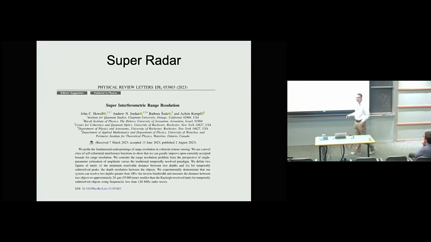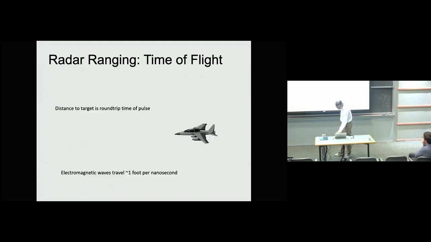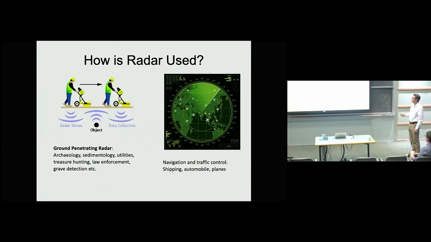Okay, so that was a very fast thing, and I understand, but I wanted to get into both. So super radar is something that Andrew and I have been working on, along with our collaborators, Barbara Soda, Akim Kempf, and some of our students. We're all familiar with time of flight radar ranging. Basically you have some sort of input pulse that comes off, hits a target, goes back, and you simply take a time of flight and ask, how far away is that target?